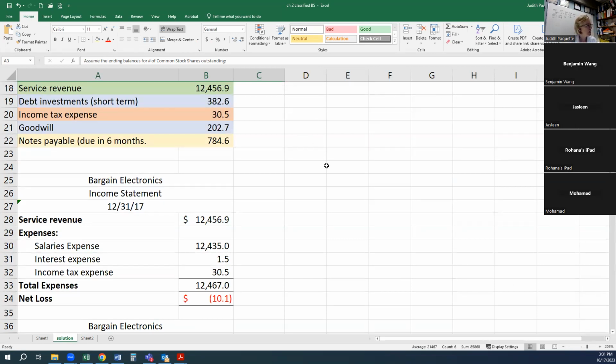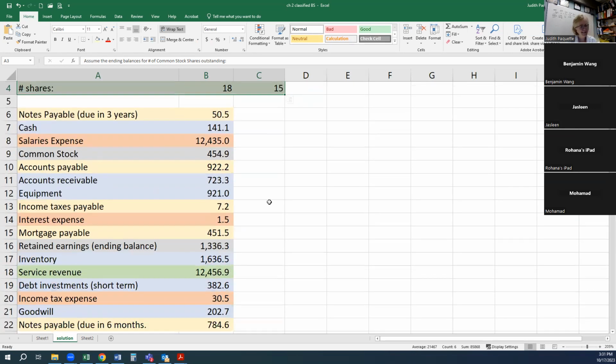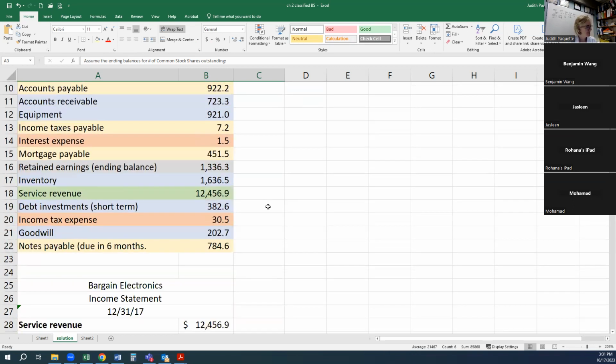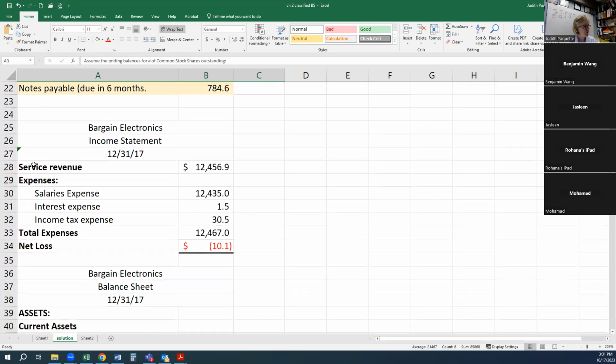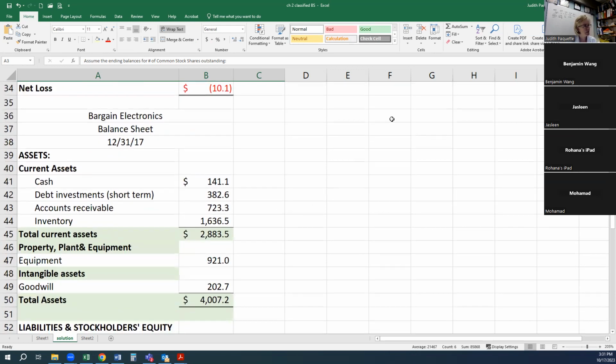Okay, awesome. All right, so here's a long list of accounts. And when I do this in class, I color code what goes on the balance sheet and what goes on the income statement. And I show the income statement, and then I don't show the retained earnings statement, but you could calculate it. And then here's the balance sheet.